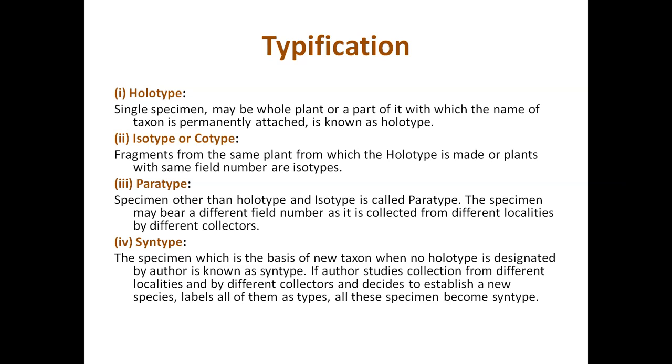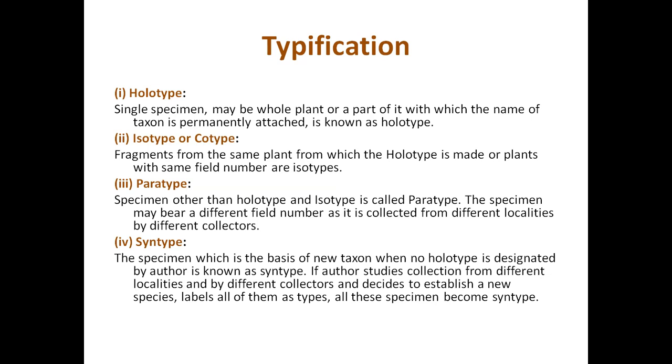And next one is isotype or cotype. So fragments from the same plant from which the holotype is made, or plants with the same field number, are isotype. So isotype is a copy of the holotype from the same plant. So the author, for safety, may take more than one plant specimen, and he may keep more than one herbarium sheet. So the first one, the original one, is called as holotype. The duplicate one is called as the isotype or cotype.